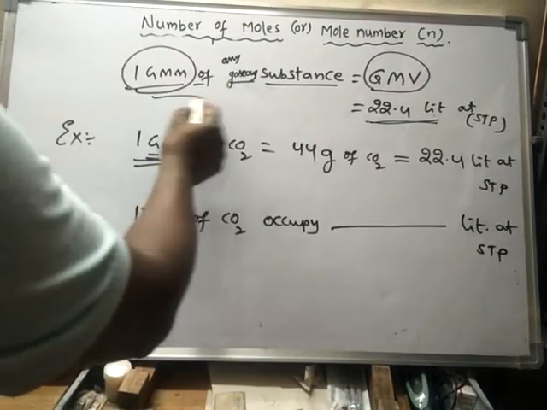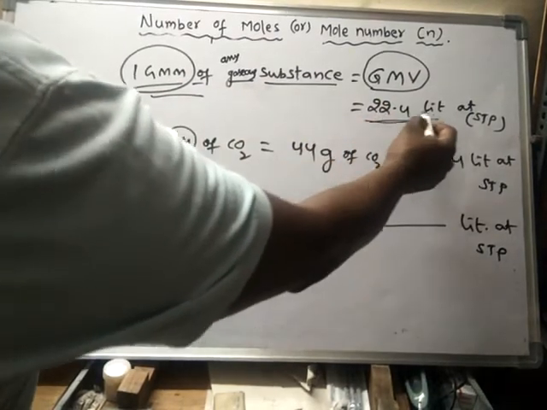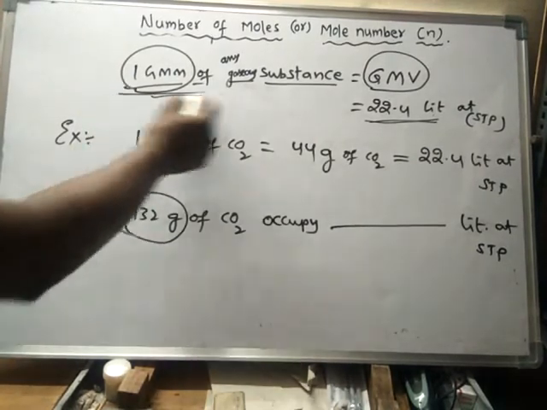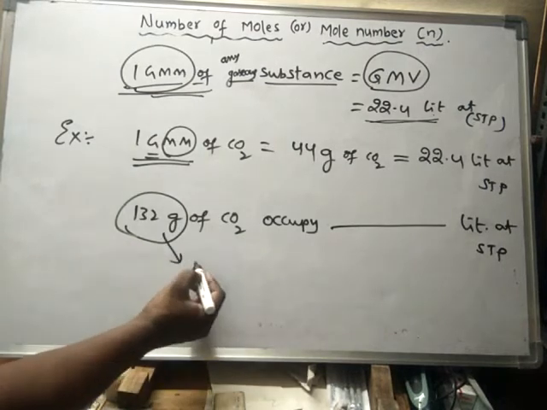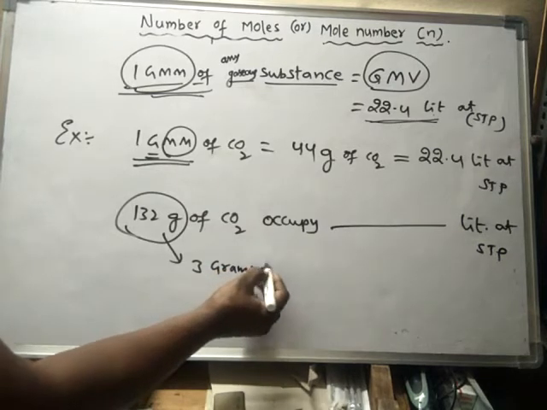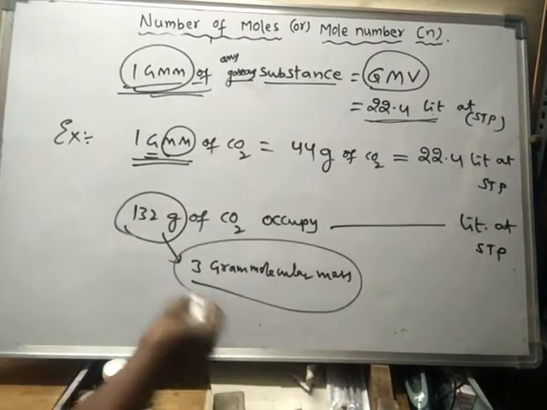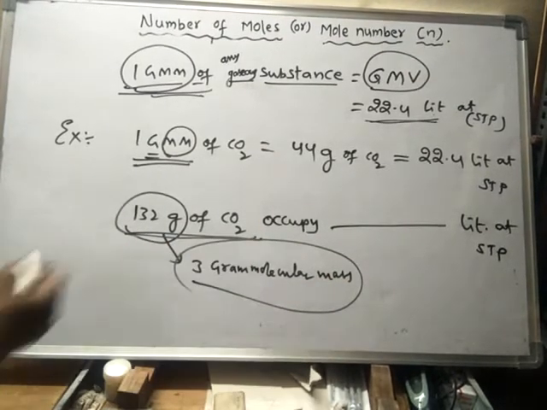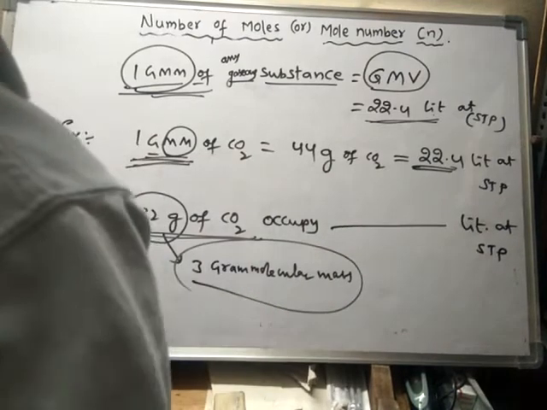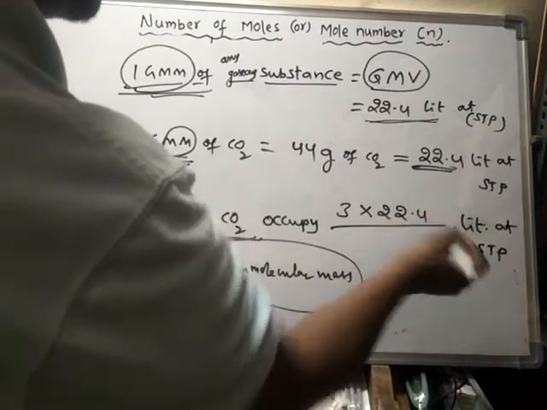So already we know this relationship: 1 gram molecular mass of a gaseous substance occupies 22.4 liters at STP. So 132 grams means how many gram molecular masses? It contains 3 gram molecular masses. So if it is 1 gram molecular mass, it occupies 22.4 liters. If it is 3 gram molecular masses, it will occupy 3 into 22.4 liters of volume at STP.